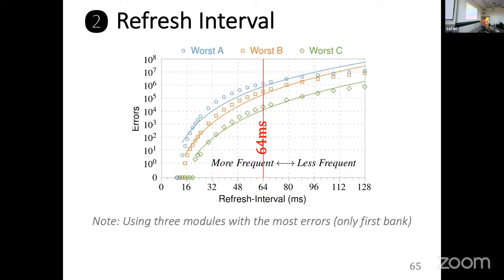Yes. When you hammer a row and let's say you don't succeed in getting an error, then you take a break from the row, then hammer the same row again. Is that the same as?